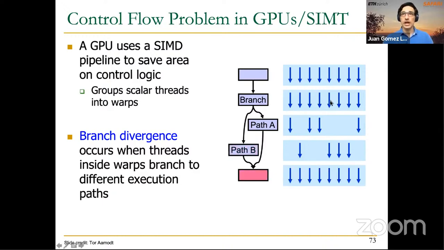But there is a problem here. The problem is that, as you can see, the two paths are executed independently, and we need to repeat the execution for all the threads, even though only some of them are active, through the whole path A and then through the whole path B. So even though it's possible to execute this divergent branch on the GPU, it's not the most efficient thing. That's why we usually try to find ways, either in software or in hardware, to optimize our codes and our hardware in a way that we can save some of these cycles. We will see some examples.